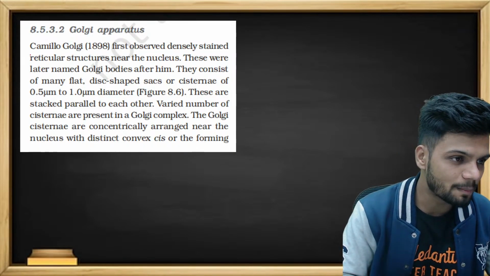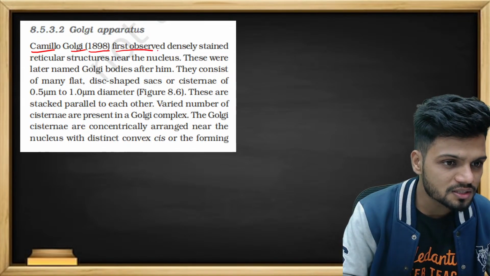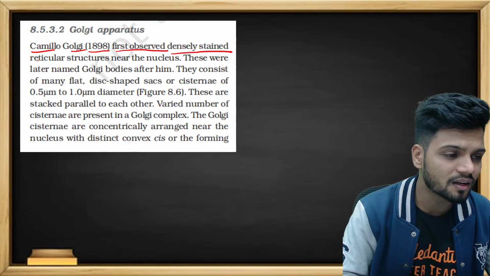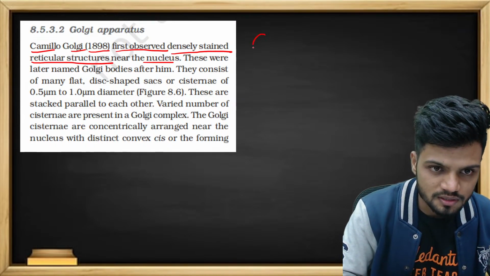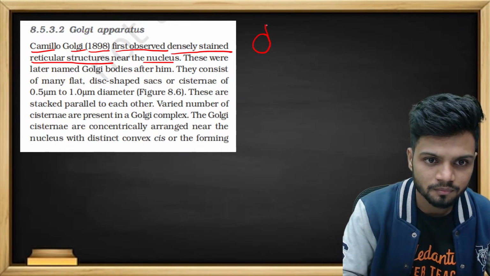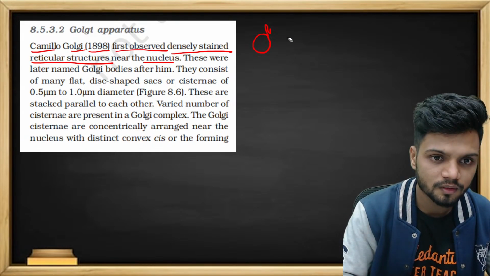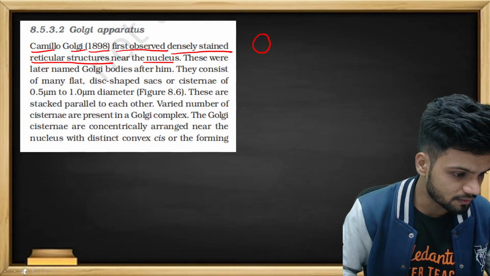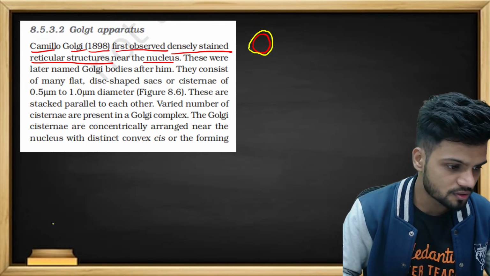Golgi apparatus. Camillo Golgi in 1898 first observed densely stained reticular structures near the nucleus. If this is the nucleus, one second, the nucleus has how many layers? Can anyone tell me? The nucleus has 2 layers, outer layer and inner layer, right? So this is the outer layer.